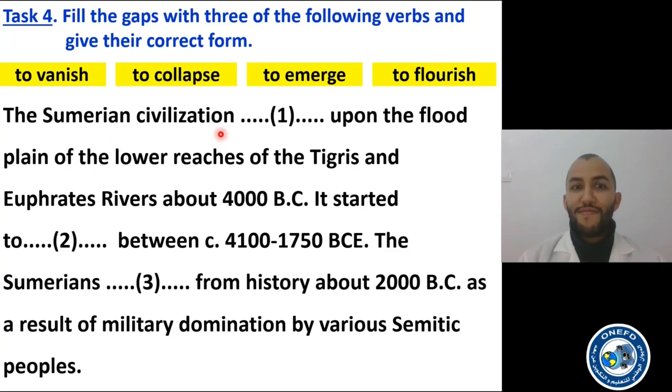Sure, I'm going to read. So the Sumerian civilization, upon the floodplain of the lower reaches of the Tigris and Euphrates rivers about 4000 BC. It started to between 4100 and 1750 BCE. The Sumerians, from history about 2000 BC as a result of a military domination by various Semitic people. Okay, so now you know the words. I think it's okay for the paragraph. So now do your job. Take a minute or two, maybe more. Finish the activity, and then I'll meet you right after. Pause your video.